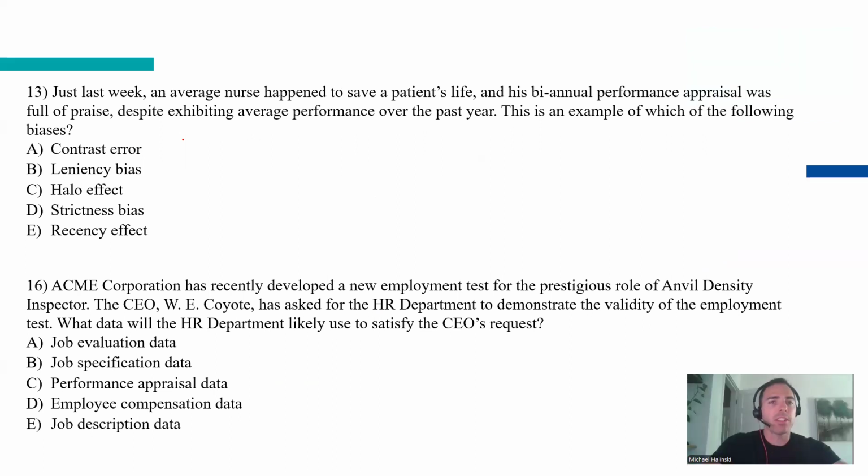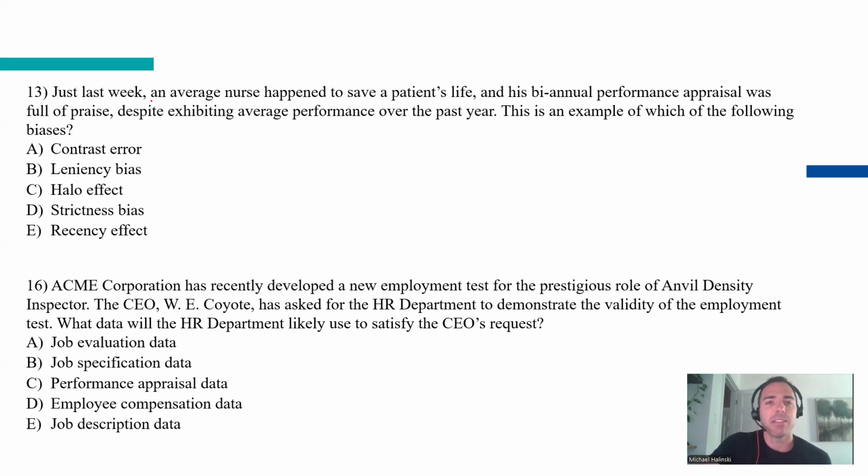Okay, for the first question. Just last week, an average nurse happened to save a patient's life. That's kind of nice. And so the nurse's biannual performance appraisal was full of praise, despite exhibiting average performance over the last year. This is an example of which of the following biases? Ooh, this is a good one. Okay, think about this one.